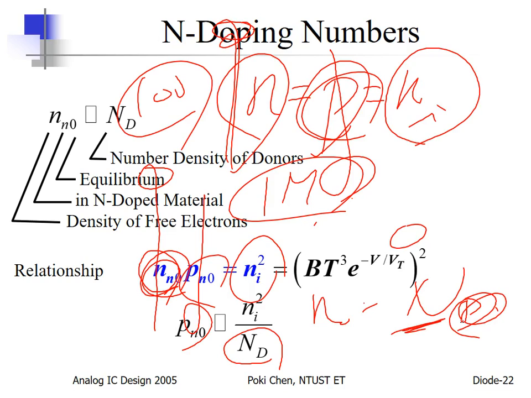And then, because this by that equals this, you can estimate the hole concentration. You just divide this by that. That's it. Very easy.